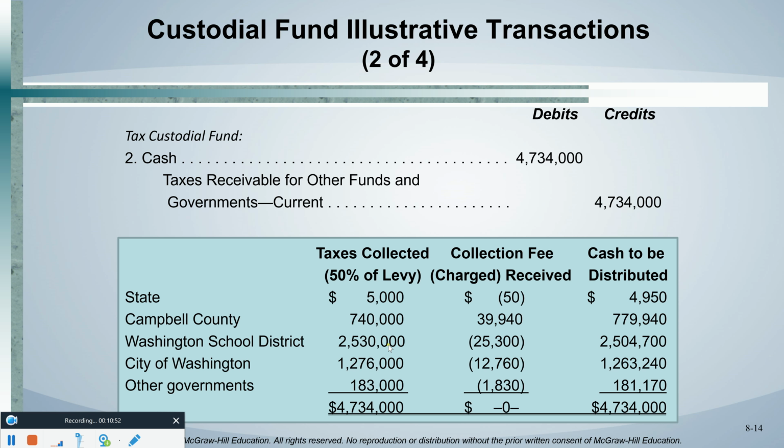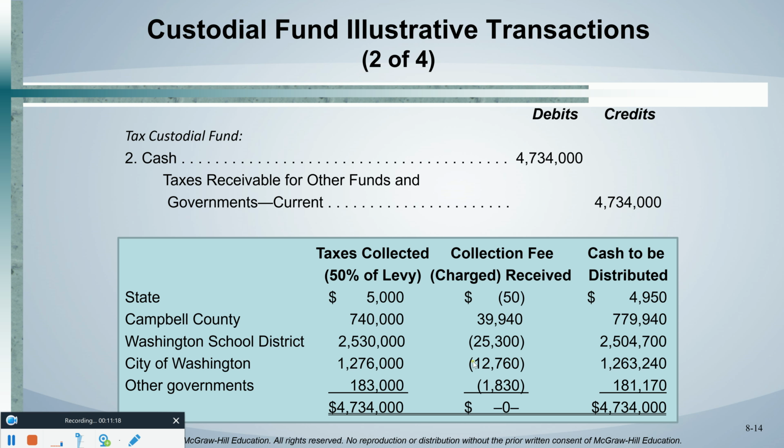$2,530,000 was collected on behalf of the school district, minus a 1% fee of $25,300. So the cash that's going to be distributed to the school district is $2,504,700. You do the same thing for City of Washington and all the other governments. Now, do you notice that this middle column, the collection fee, it nets to zero?